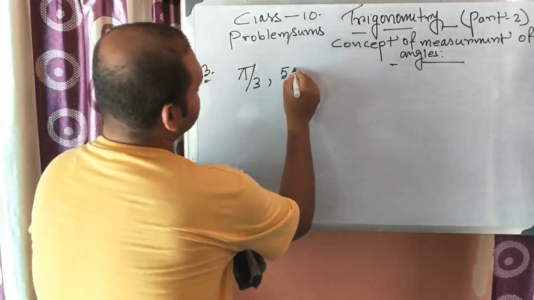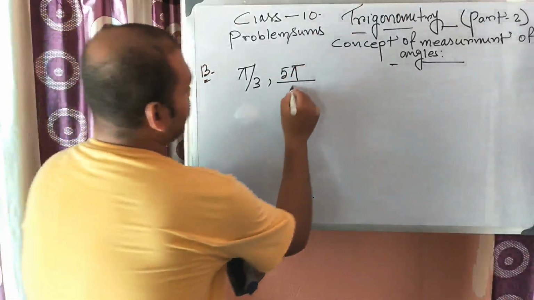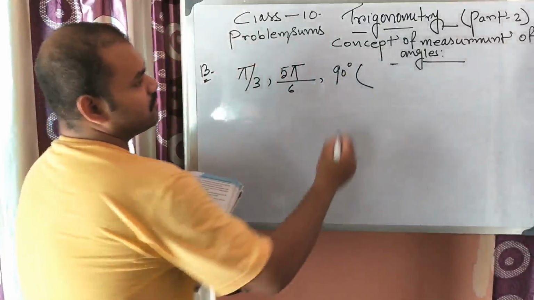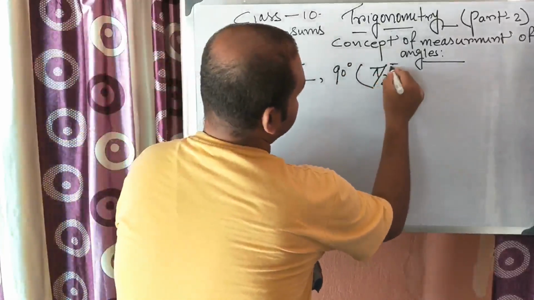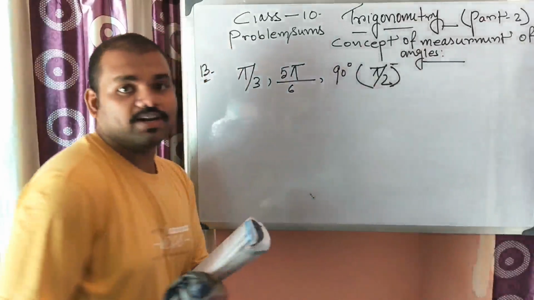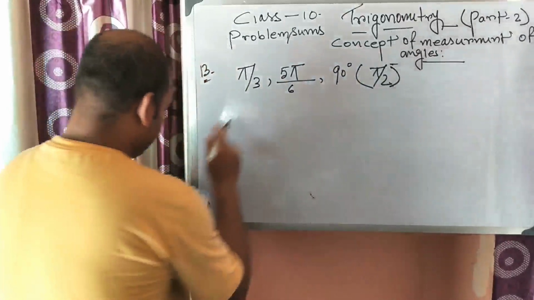Do you know how many sides? Yes, 4 sides. Okay, so another one is 90 degree. So 90 degree we can write down pi by 2 obviously. Okay, so these are the value of the 3 angles. So in a quadrilateral how many angles? 4 angles. So let the 4th angle be x.